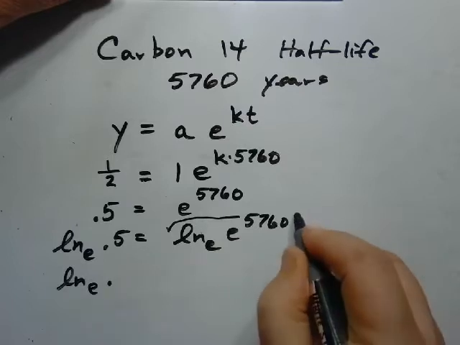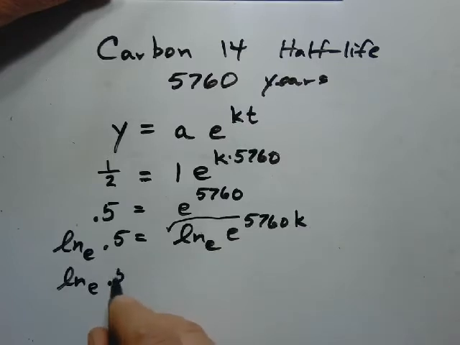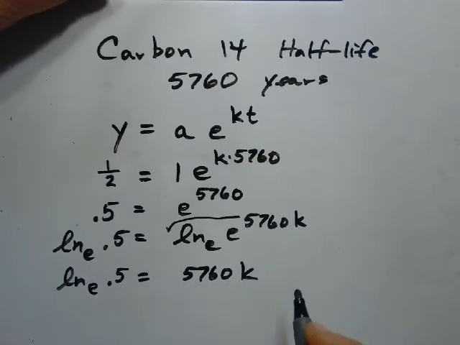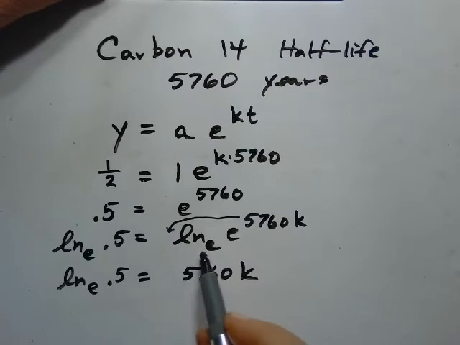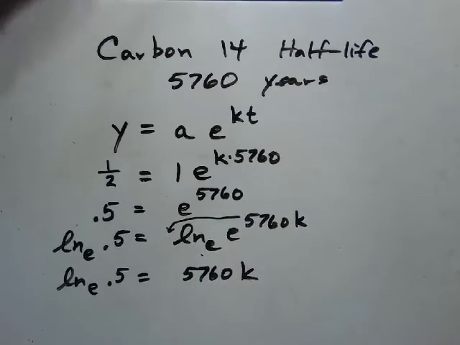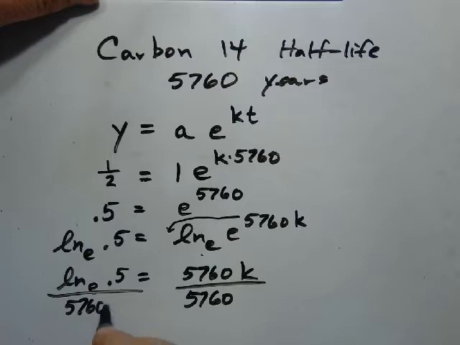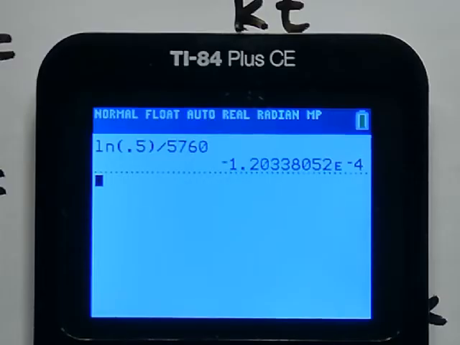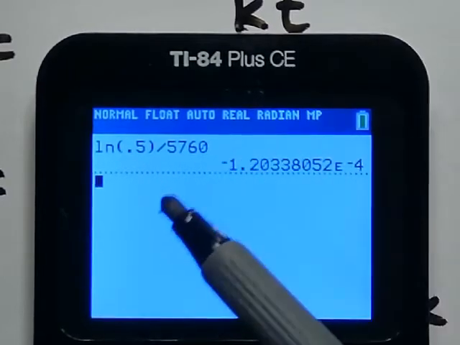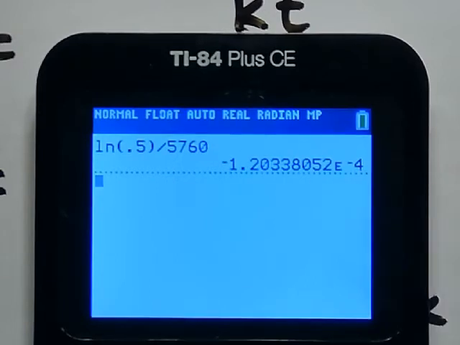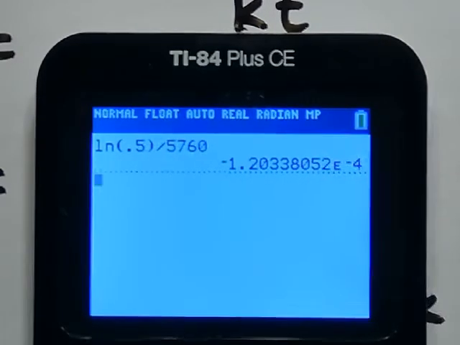Oops, I'm missing k here, aren't I? There it is. Equals 5760k. Okay, that's driven around to the front. This is now gone, natural log base e of e. And if we divide both sides by 5760, let's see what k is going to be. All right, I punched that in. Natural log base e, of course you don't see the e there, of 0.5 divided by 5760 gives us this number, and you notice that it's written in scientific notation.